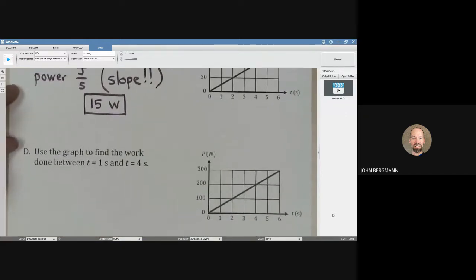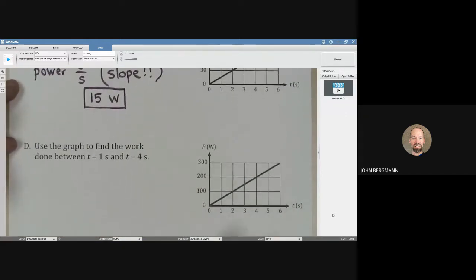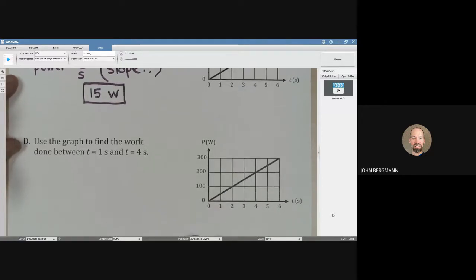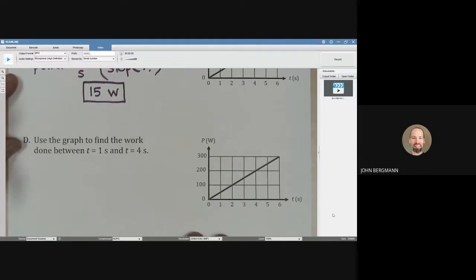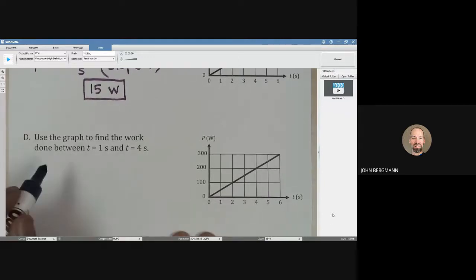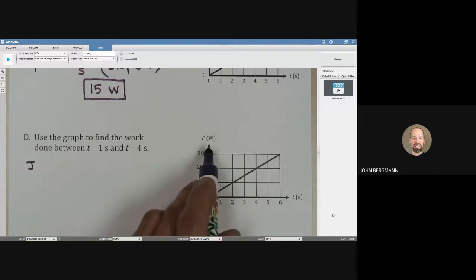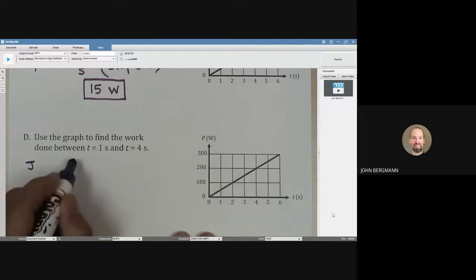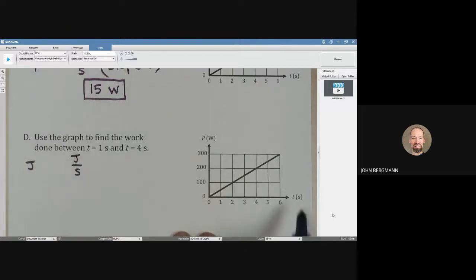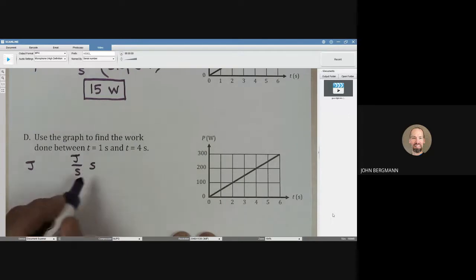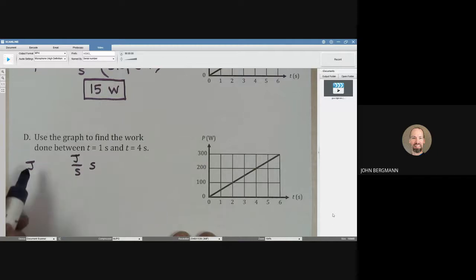How about one more graph? Let's use this graph. It looks the same, but it's not quite. Let's use this graph to find the work done between t equals 1 second and t equals 4 seconds. Well, what's work? Work is joules. And what do I have in this graph? I have, on the vertical axis, watts, which is joules per second. And on the horizontal axis, I have seconds. So I can see that I need to multiply these two in order to get the unit joules.